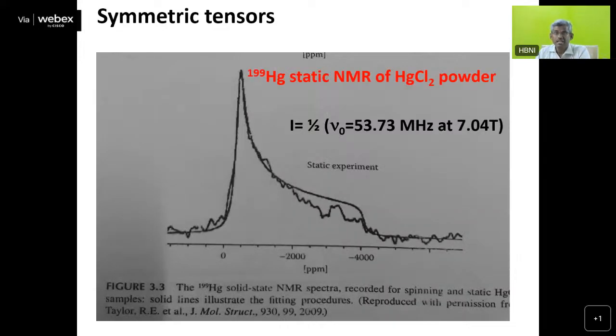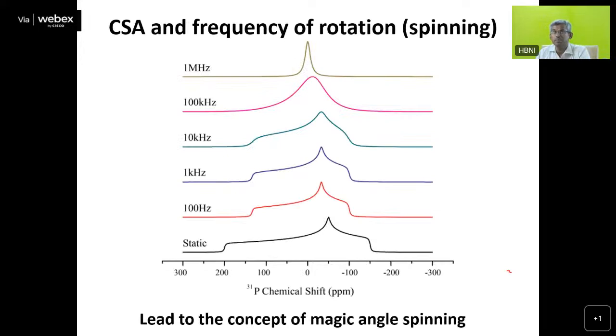With that in mind, people thought of spinning or rotating the sample. The rotation is at a high speed, because in solution we go for maybe around 10 hertz, 20 hertz, whereas in solids we go for kilohertz, not even megahertz. Megahertz is difficult, but at least kilohertz we go. For example, in the spectrum shown here, the spinning has gone up to 1 megahertz. You can see the significant line narrowing. Once you get narrow lines, it is easy to interpret. From this the concept of magic angle spinning came.